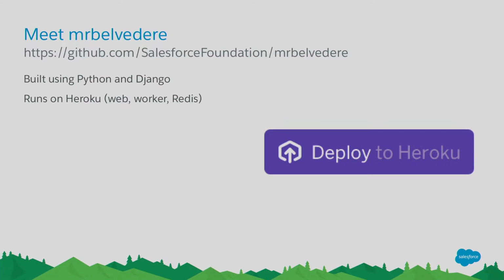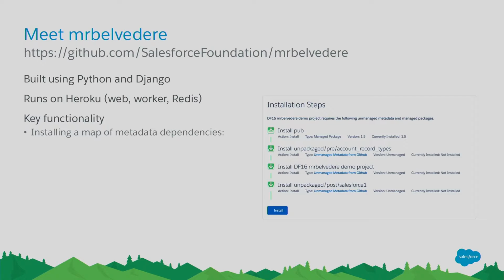It runs with a web dyno, a worker dyno, and the Redis message queue for passing jobs to the background worker. And the main functionality of Mr. Belvedere is to be a web-based, user-initiated installer of a map of metadata dependencies in a certain order. Now, when I say metadata dependencies, what I mean is 3 different types.